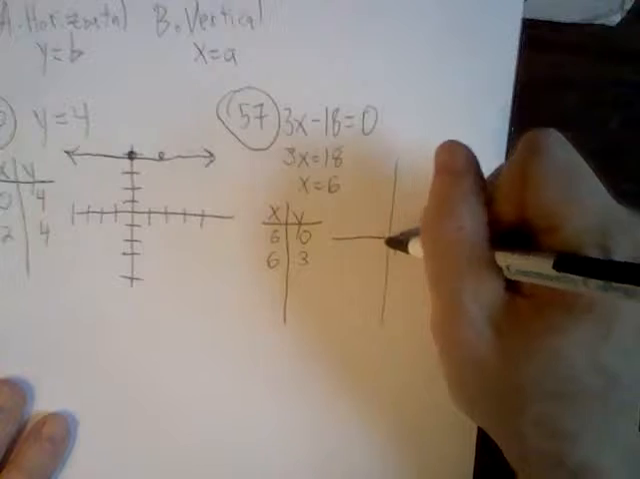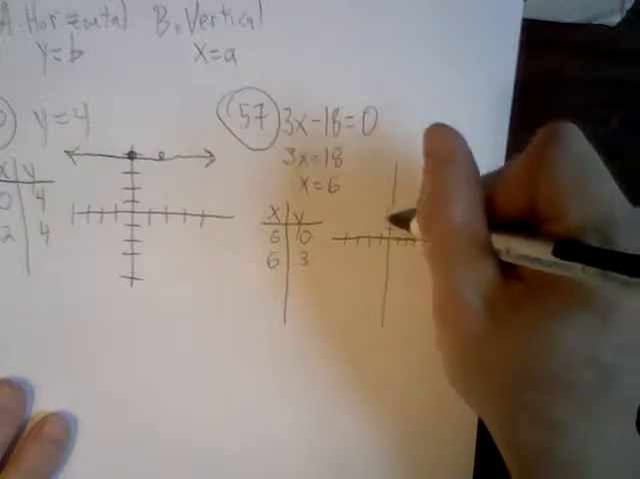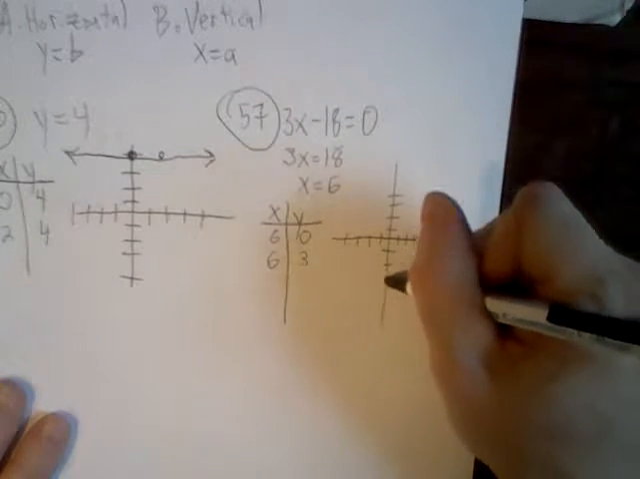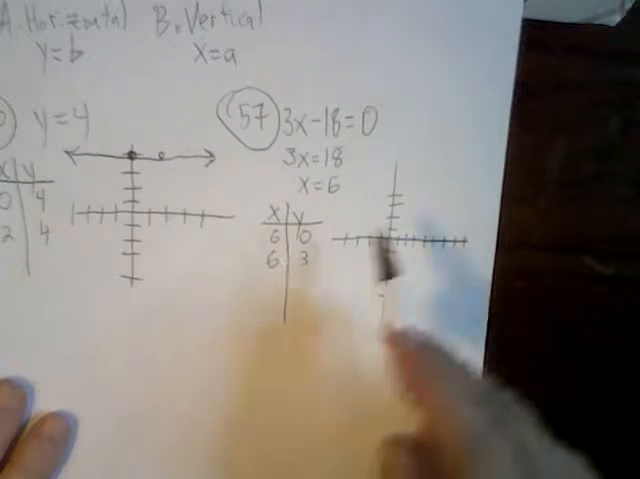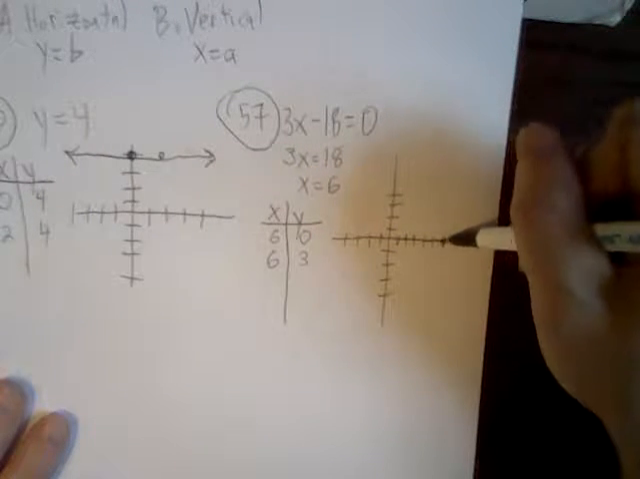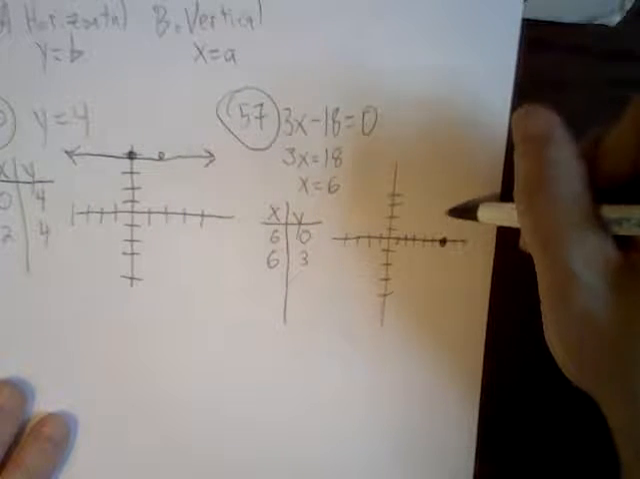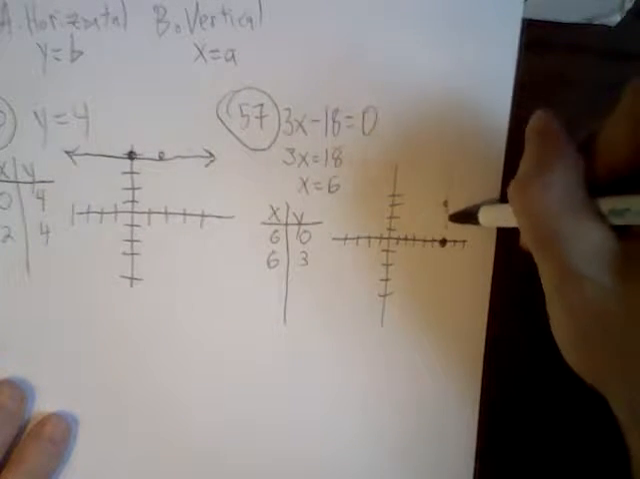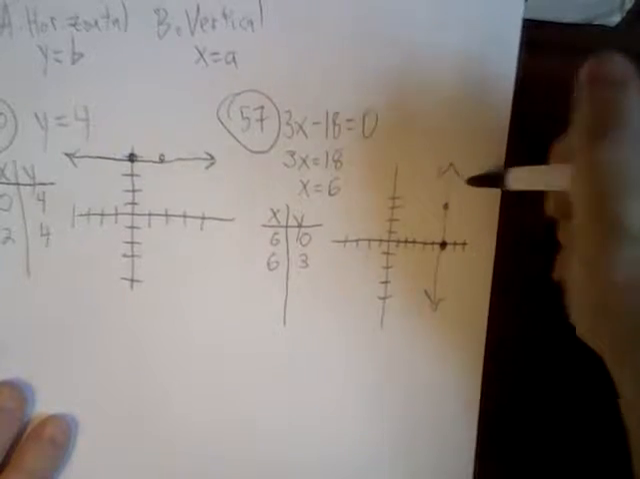Need some more tick marks, right? X is 6, so 1, 2, 3, 4, 5, 6, and then y is 0, and then x is 6, and y is 3. And you connect the dots, and you say, oh, that's a vertical line.